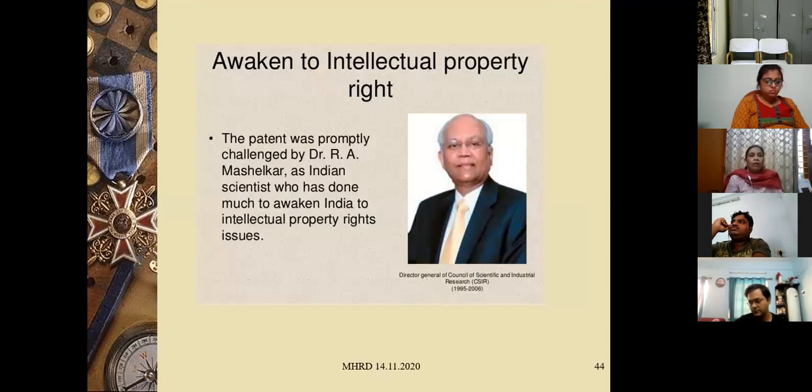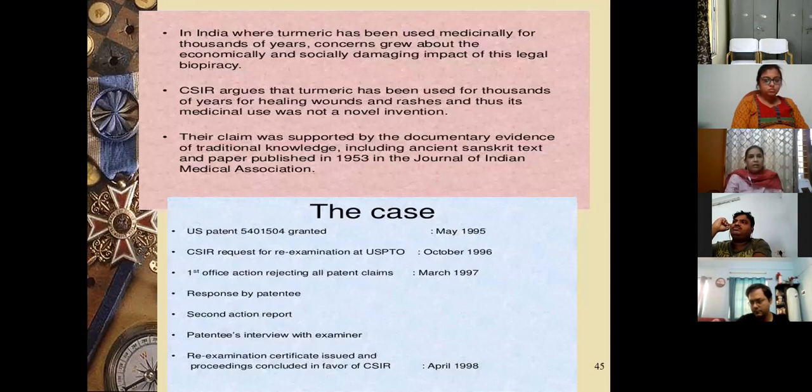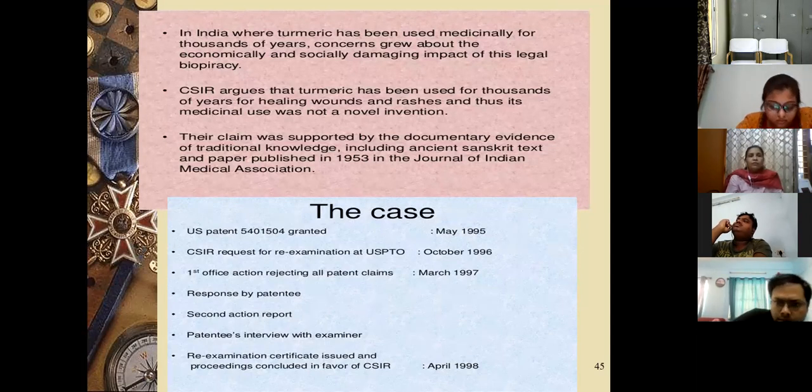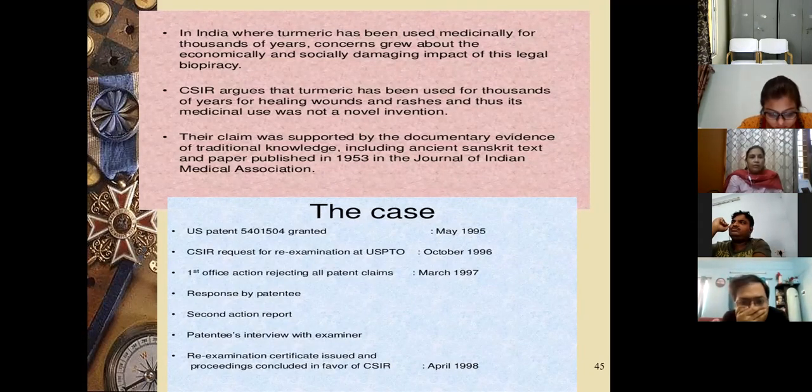In response, the CSIR Director General, Dr. R.A. Mashelkar, immediately and promptly challenged it. This was a big battle, a big scientific battle, I could say. A lot of information had to be submitted, and the gist of it is that turmeric has been used medicinally for thousands of years, and we all know it can cause a lot of economic and social damage if that patent is accepted in all countries, and particularly in the US.